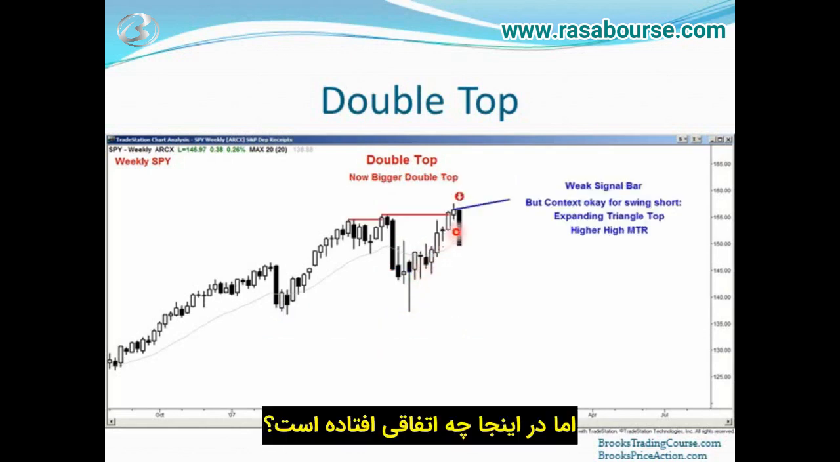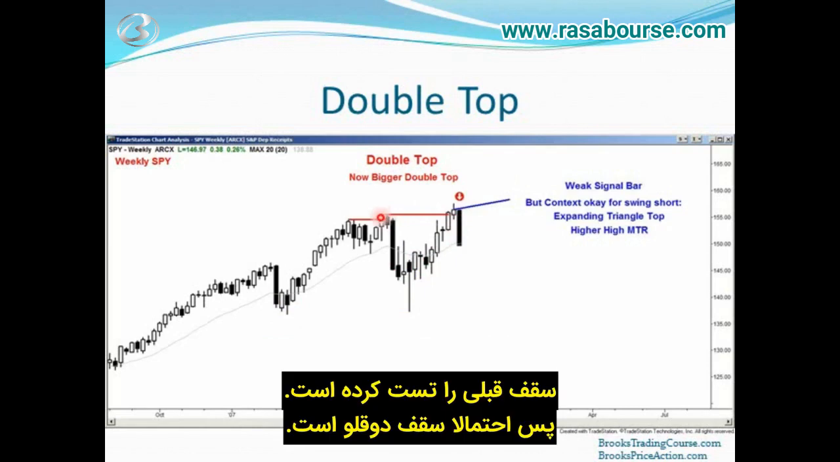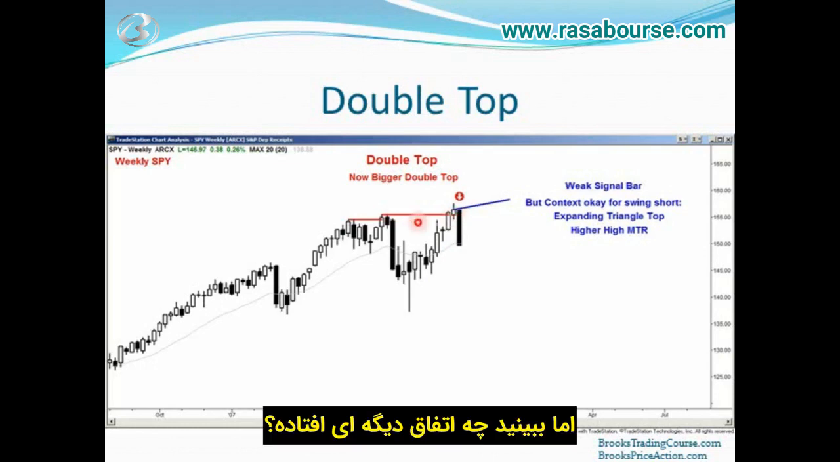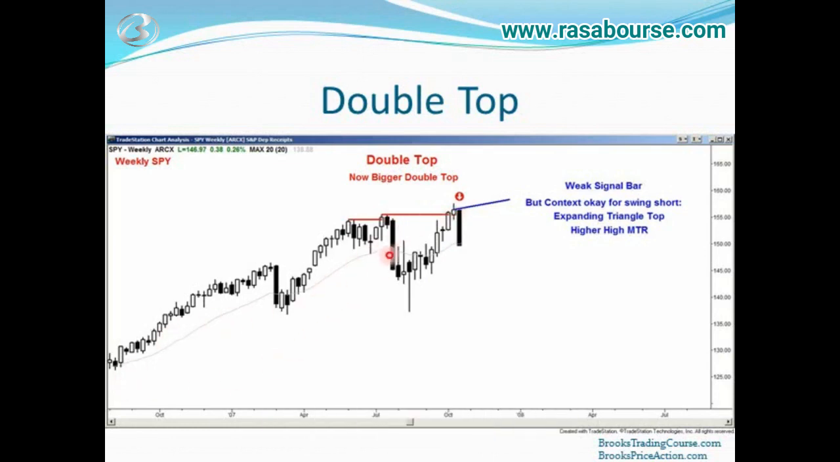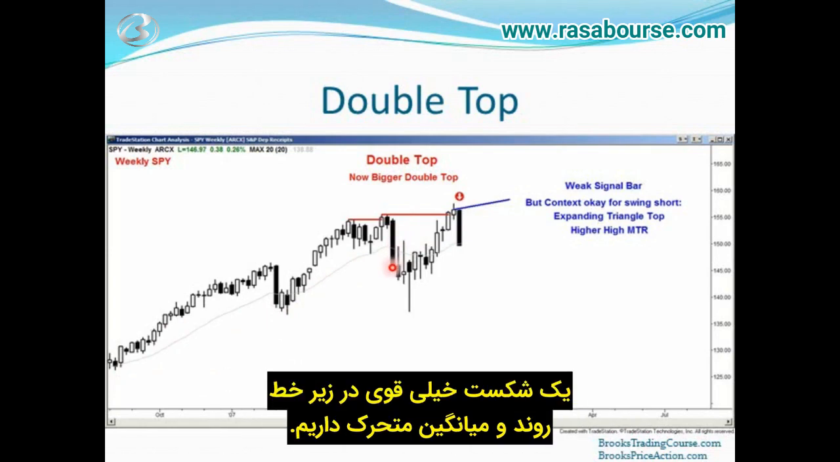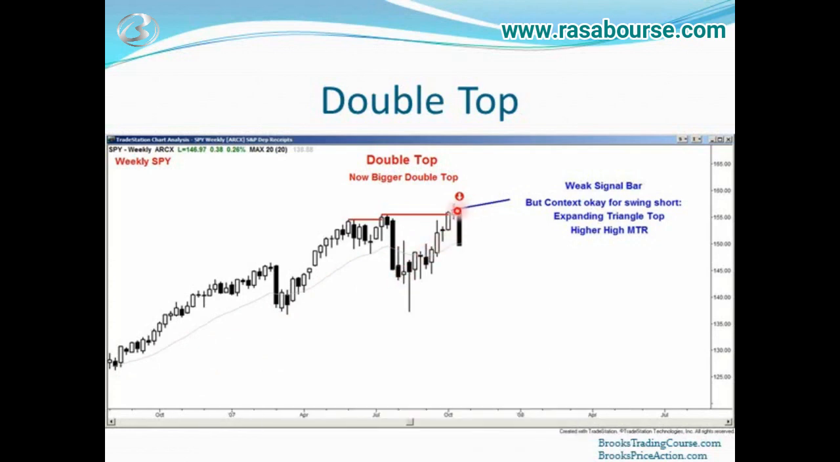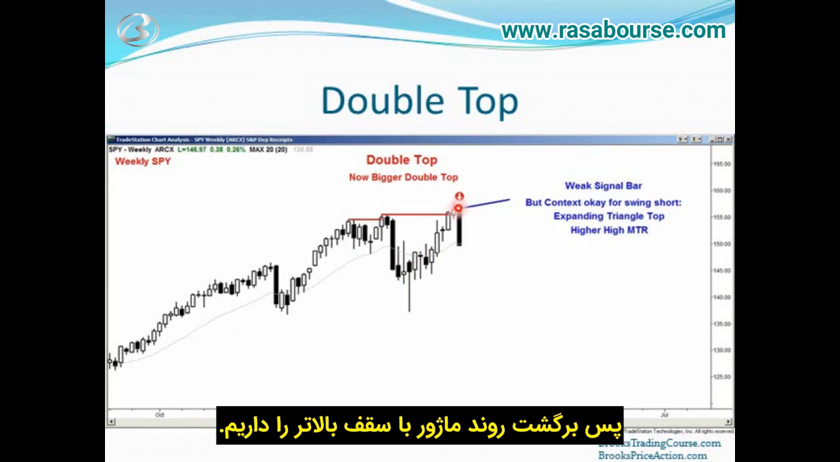However, what took place up here? A test of the prior high, so a potential double top, right? But look what else happened. We have a bull trend, a break below the trend line, a very strong break below the trend line, and a break below the moving average. So you have to suspect that there might be a lot of sellers at the new high, right? So it's a higher high, major trend reversal.